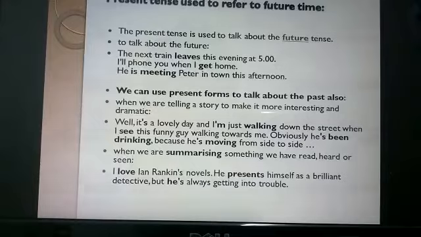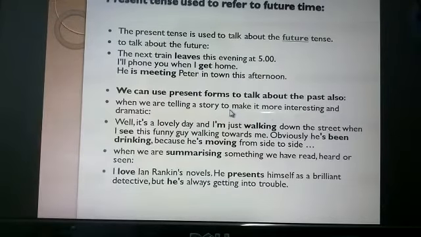So in this one, present continuous, when do we use it? Whenever any future event is already decided and we know for sure that it is going to take place, then we will use present continuous to indicate future. Likewise, we can use the present form to talk about the past also in two situations.